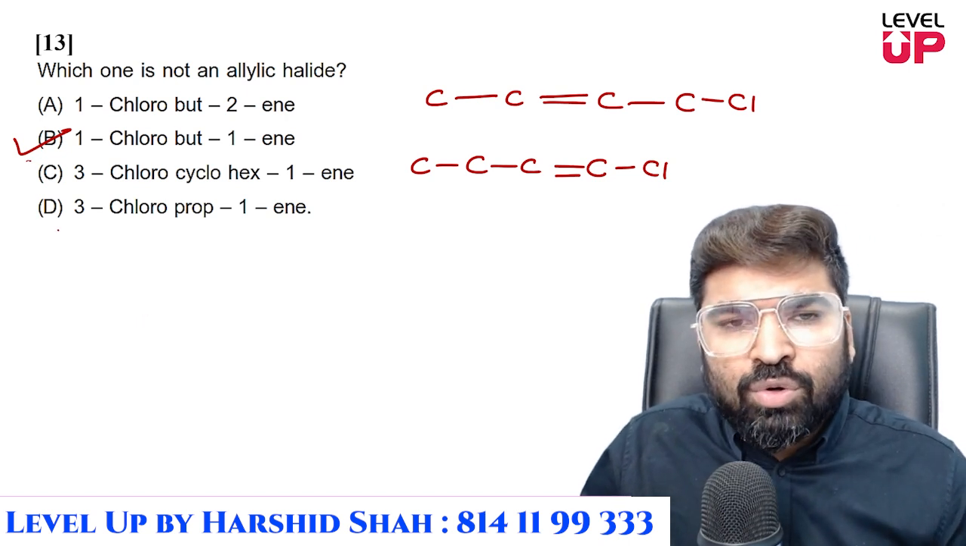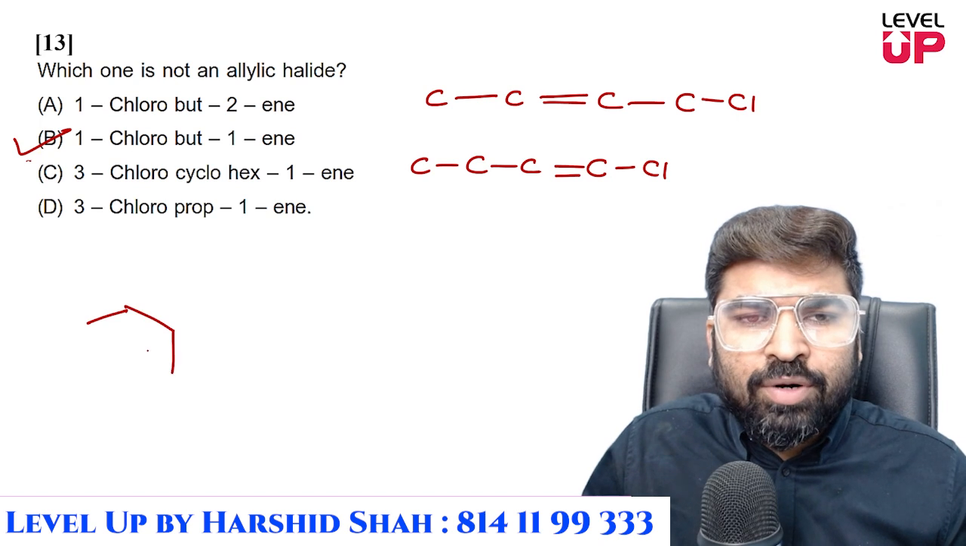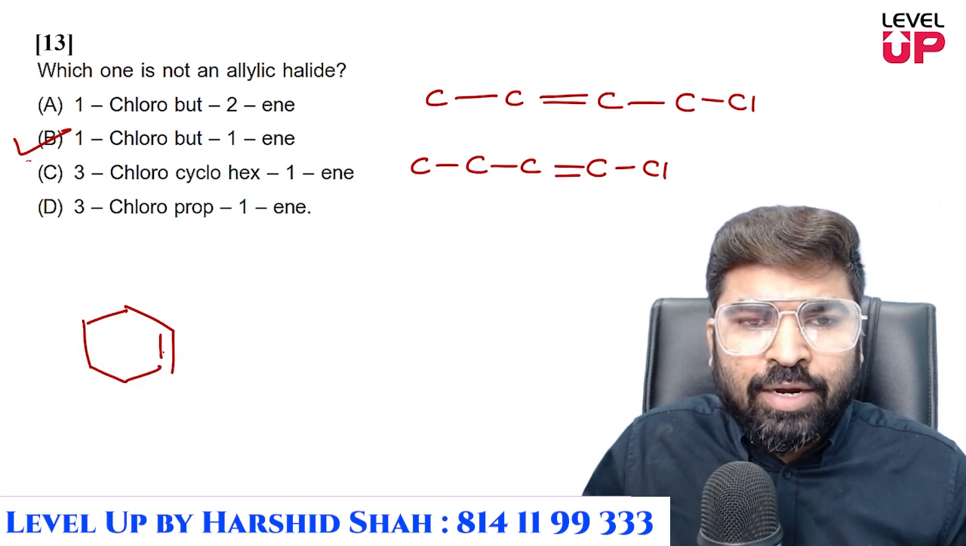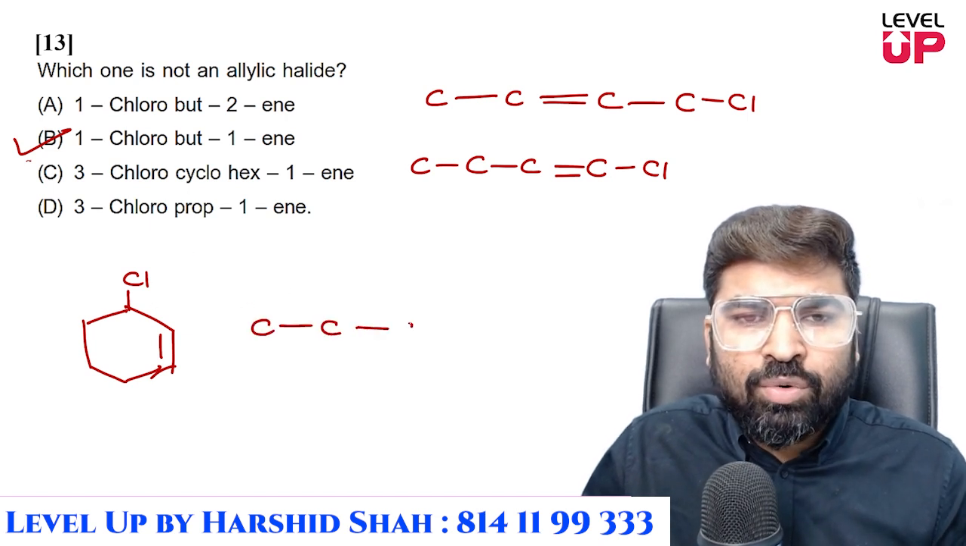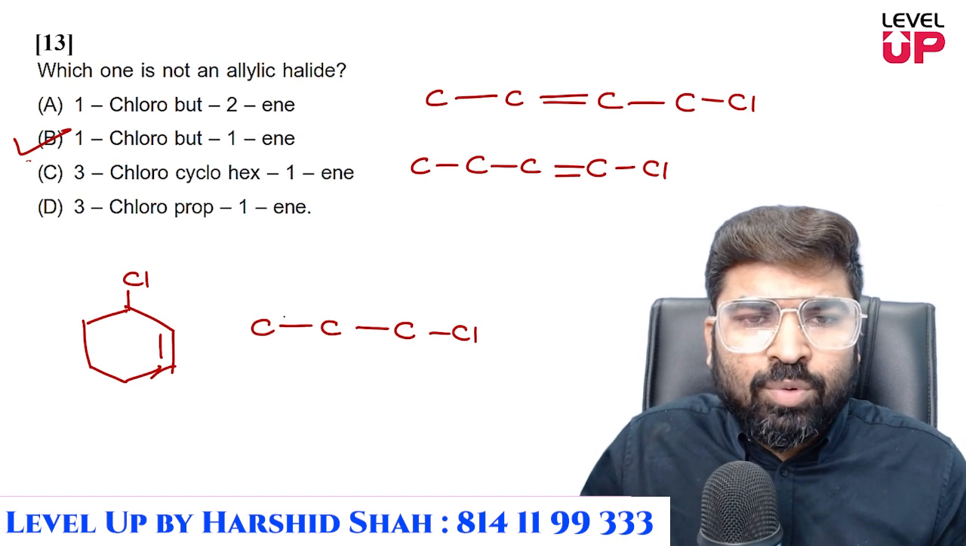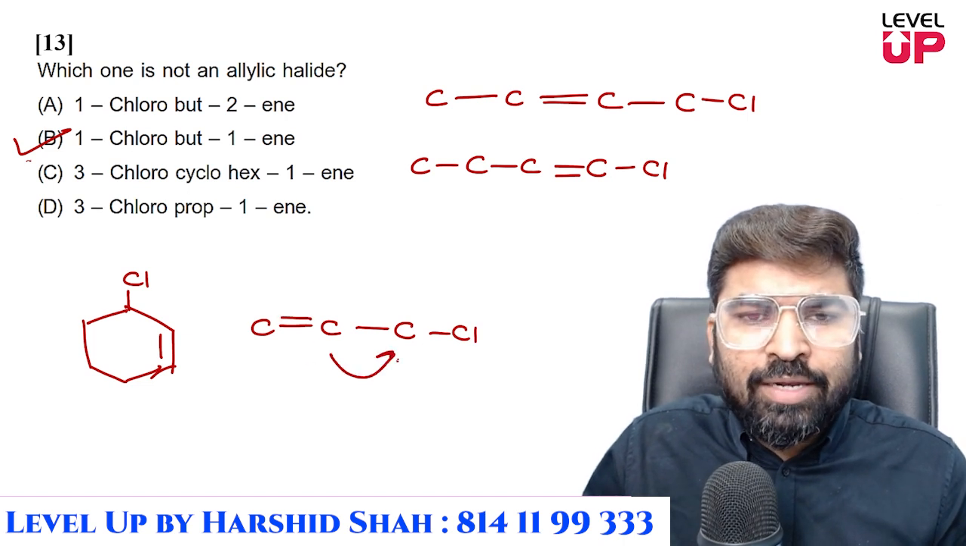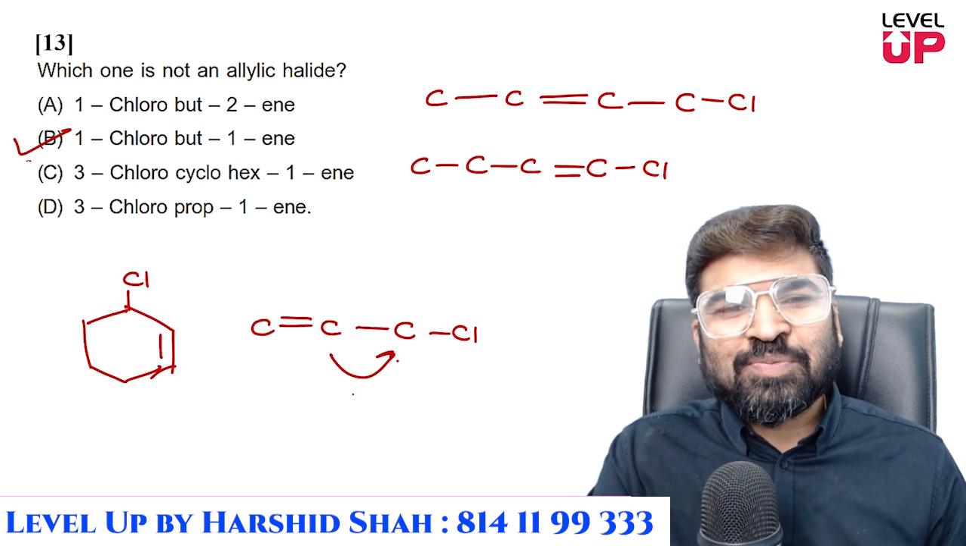Cyclohex-1-ene 3-chloro, okay, so it's double bond here and we have got chlorine here, so it is the allylic one. And 3-chloroprop-1-ene, right? And prop-1-ene, this is also allylic in nature, right? Easy.